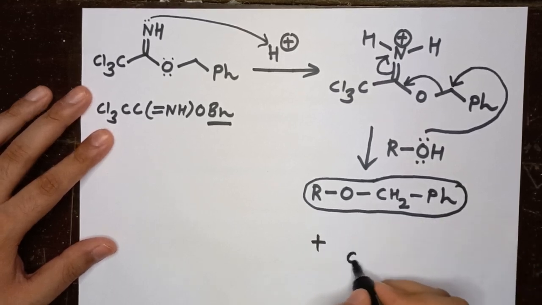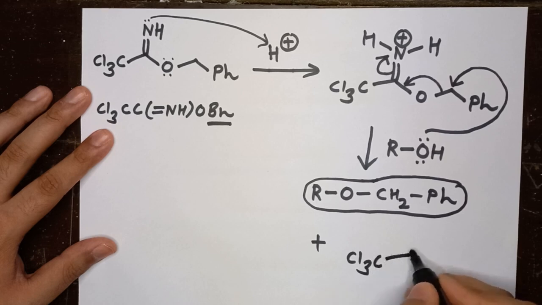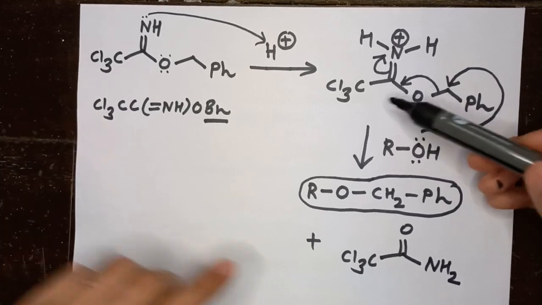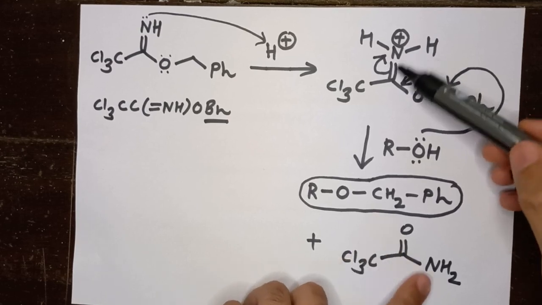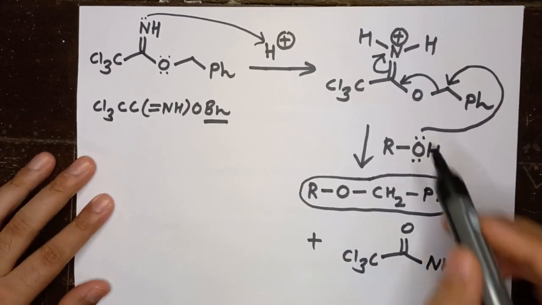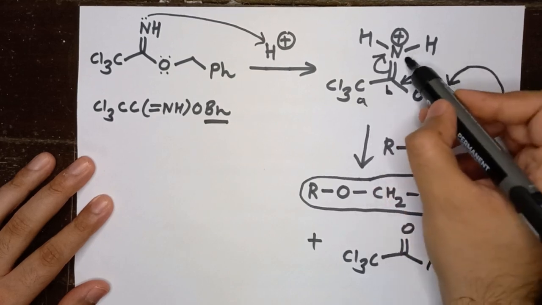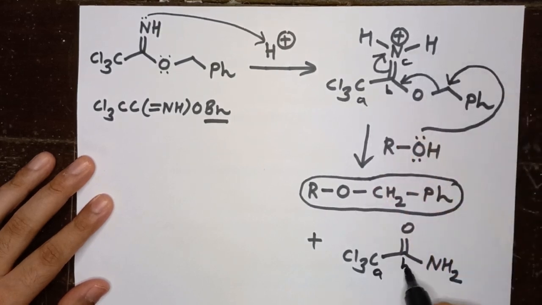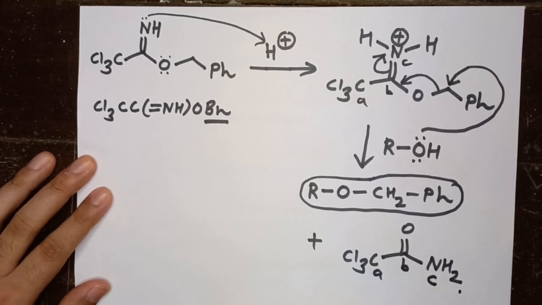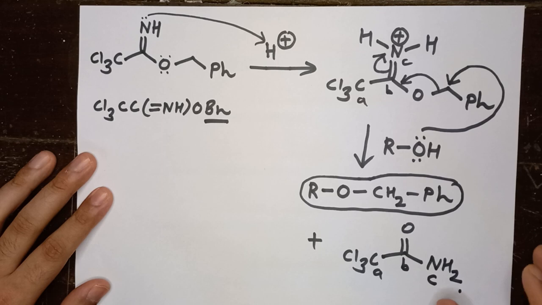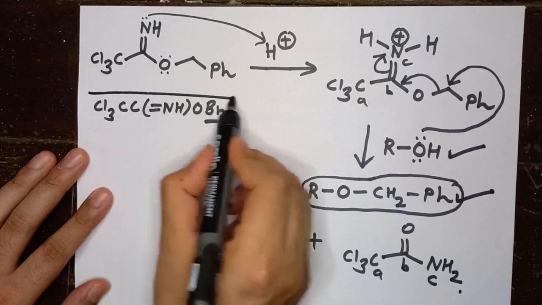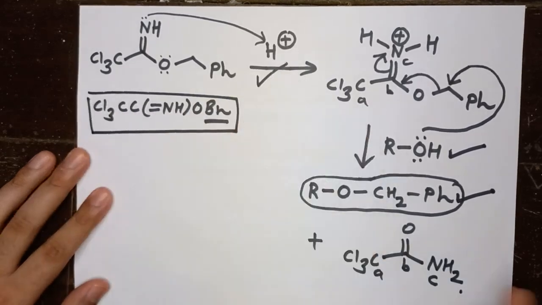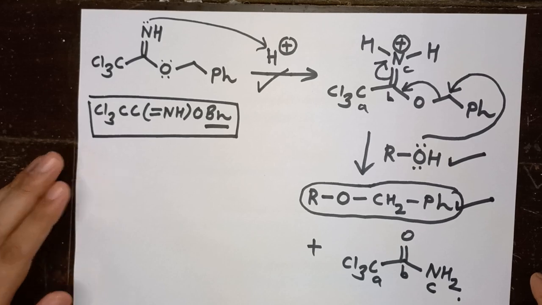And what is the byproduct? This is the byproduct. So Cl3C, C double bond O, and we have NH2. Okay, so let me number them: A, B, C. So here it will be A, B, and C. So this is another way of protecting your alcohol functional group with a benzyl ether simply by using this particular reagent under acidic media. So this is something interesting you should know.